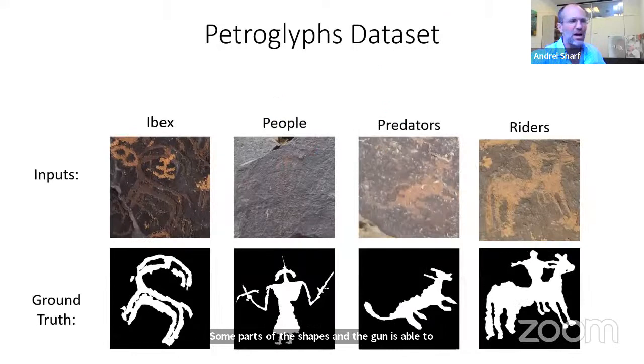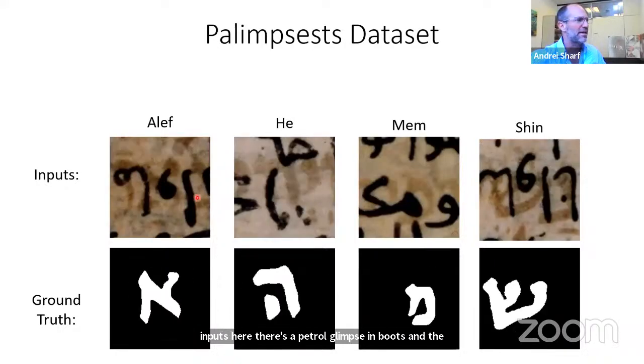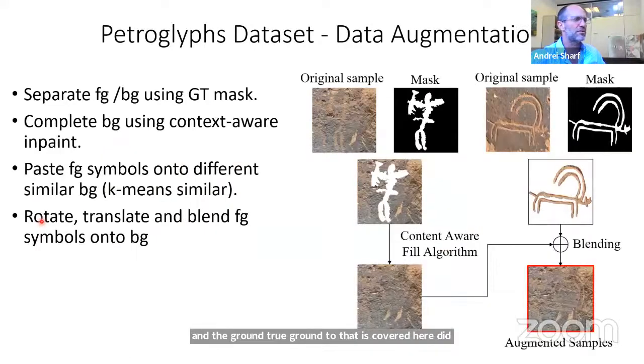The dataset that we got contains pairs of inputs. Here, there are petroglyph inputs and the masks that were created by humans. And the same with the palimpsest, the handwriting dataset, where we have these inputs that are heavily corrupted, letters on letters and so on, and the true ground truth that is covered here. The data is very small, and we had to augment it.